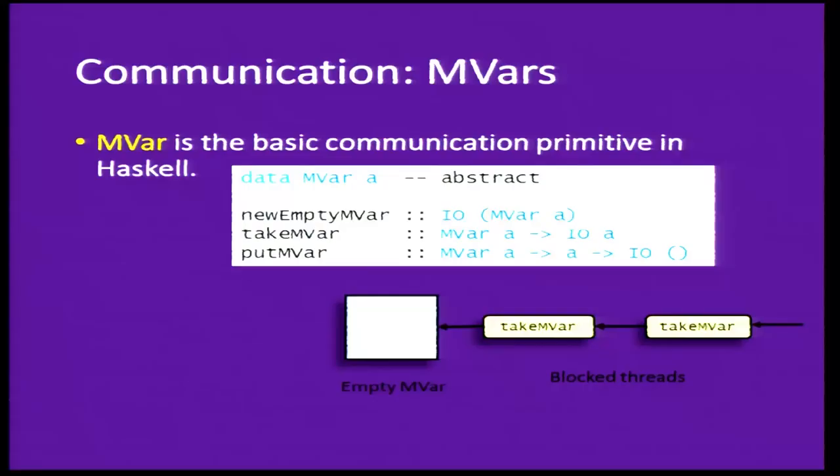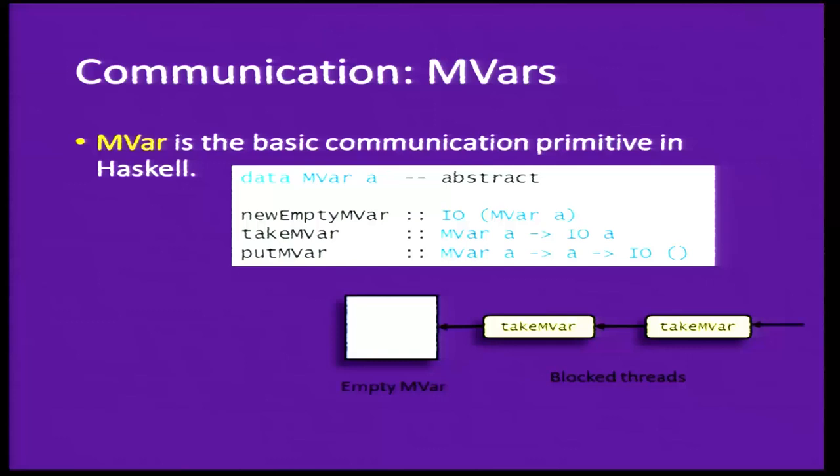So how do we communicate between threads in Haskell? The very basic communication mechanism that we give people is called MVars. MVar has this type signature. It's an abstract type with an argument, and the a stands for the type of elements that this particular MVar contains. So an MVar is like a box. It can either contain an element or not contain an element. And there are three operations. You can create a new empty one with newEmptyMVar.